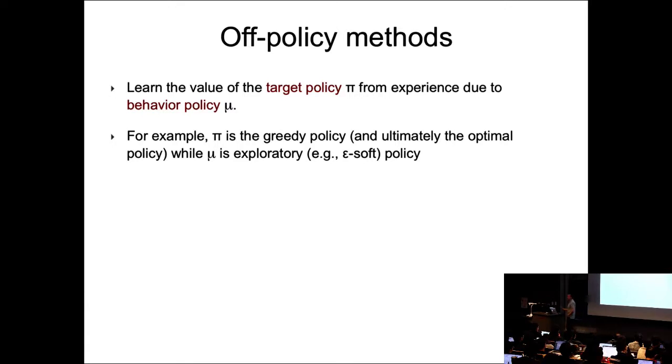Because how do you know that policy mu is better than policy pi in general? That generally is the case, because if you're running something in production, you can't just switch it to another policy. If the researcher was wrong, you put something in production and, boom, you've just lost, let's say, hundreds of millions of dollars. You can't do that. So the question then comes, how do you learn the value of the target policy pi from experience due to behavior policy mu?